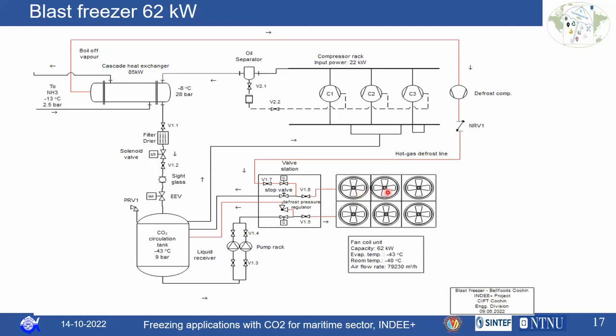And this fan can be arranged. Fans can have different arrangements. You can have a 4-fan arrangement or a 6-fan arrangement. It depends upon the requirement or the airflow rate. And the vapor will be sent back to our liquid receiver, from which the compressor can take the vapors again.